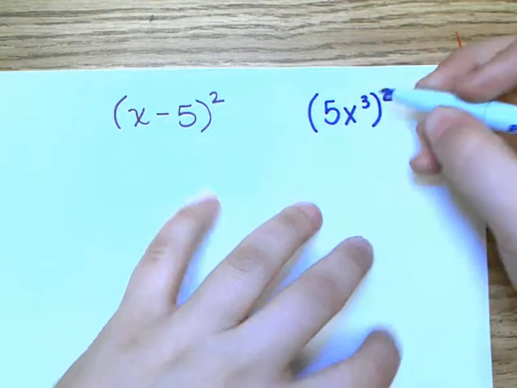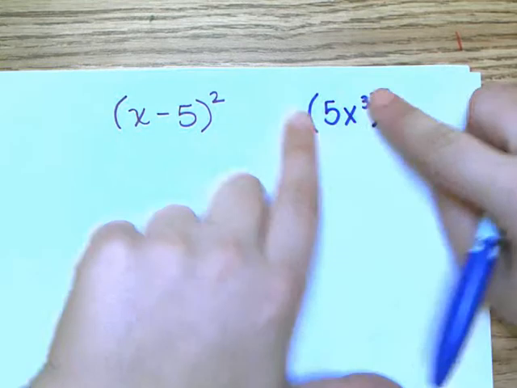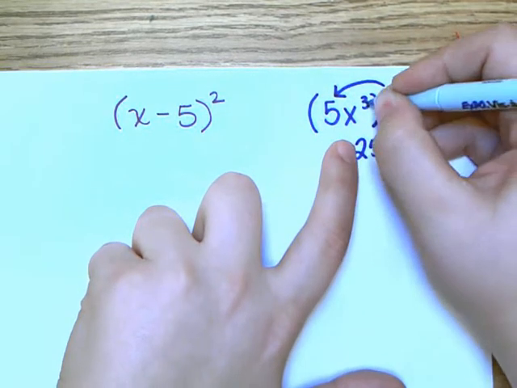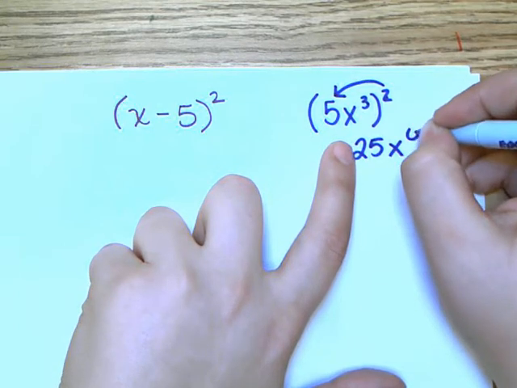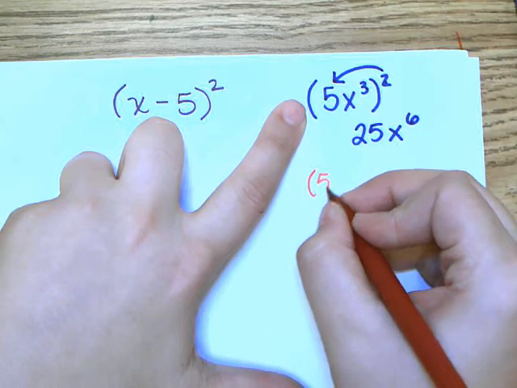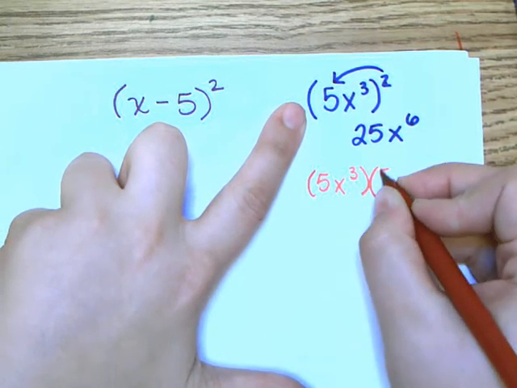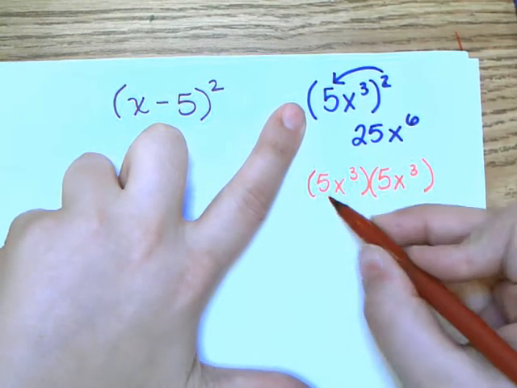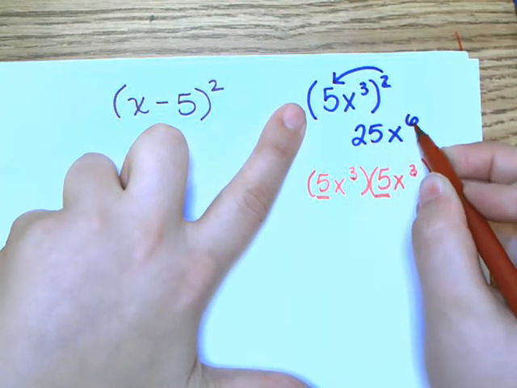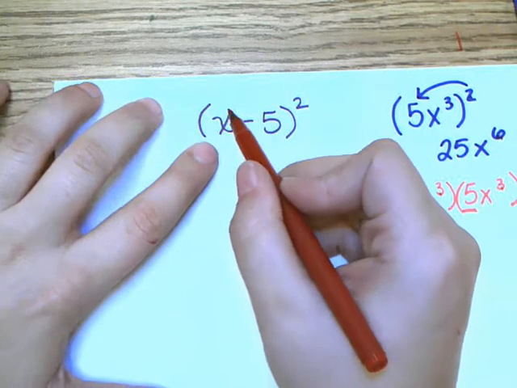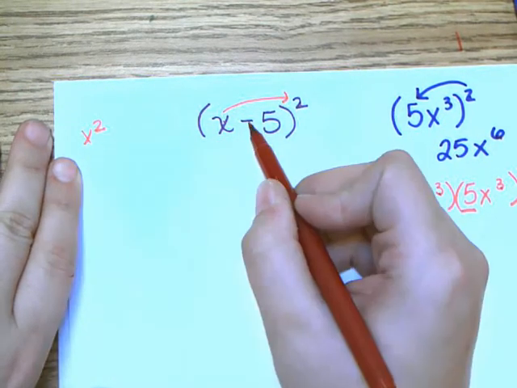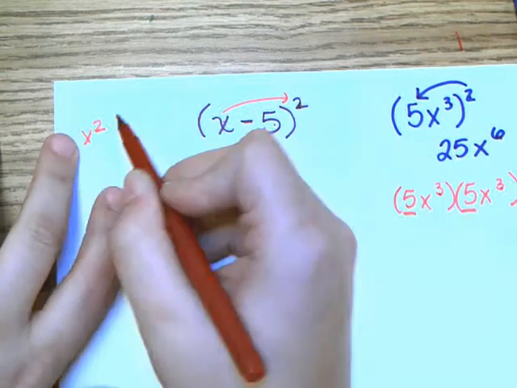Okay, with our next example here, we have to take the quantity of x minus 5 and we have to square it. So this is different than if we had this example. If we have this example, there's just a monomial inside the parentheses. So we would just do 5 squared, and then 3 times 2 is 6. Or another way to look at it is this is saying 5x cubed times 5x cubed. So 5 times 5 is 25, 3 plus 3 is 6.